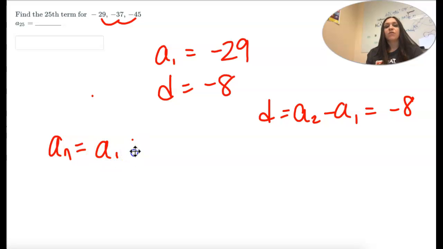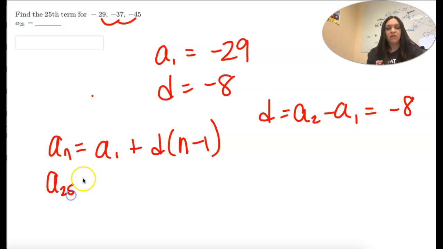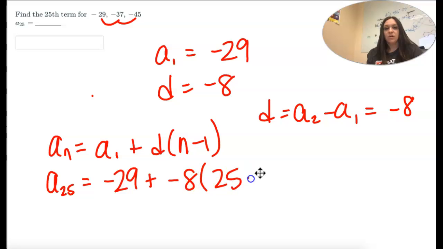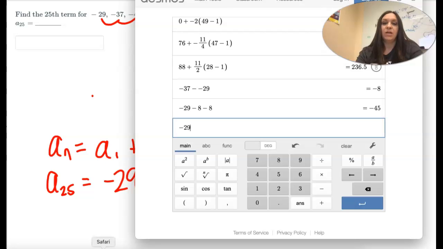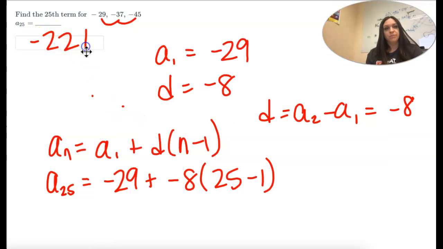Okay, so here's our formula. We want the 25th term. The first term is negative 29. D is negative 8. And then 25 minus 1. Negative 29 plus negative 8 times 25 minus 1 is negative 221.